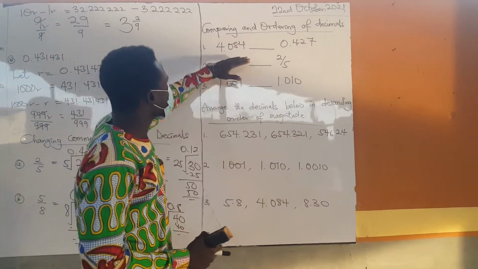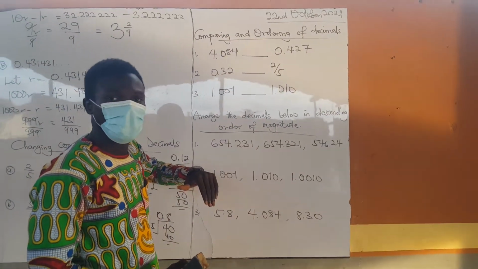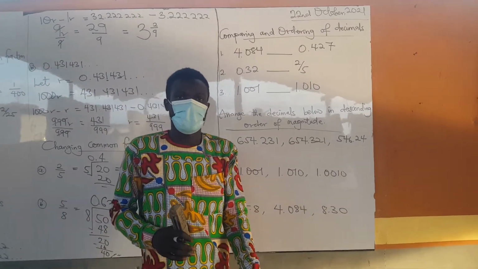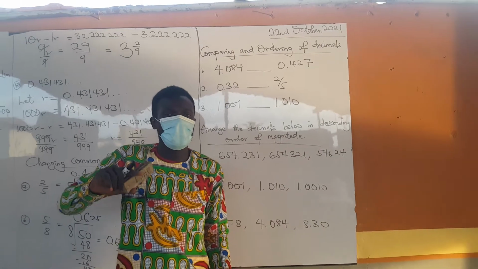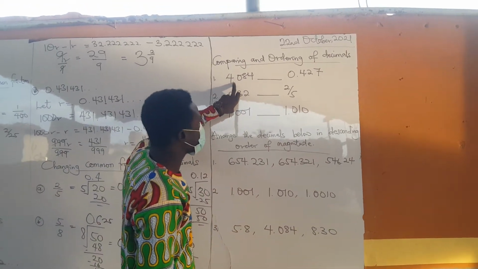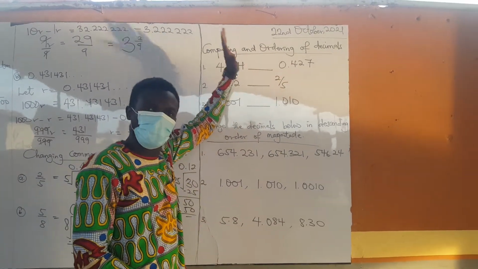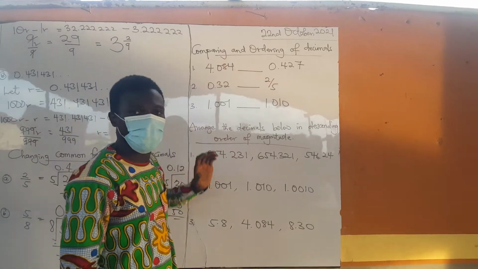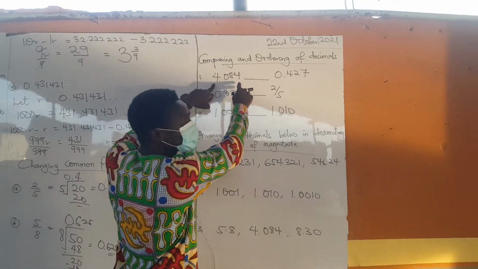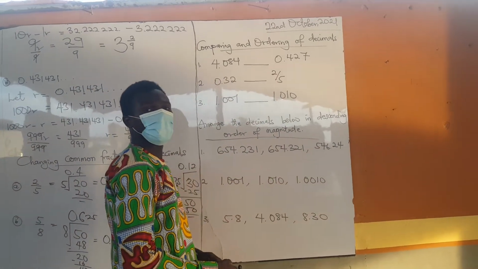Now, when you look at this, how can I know that one decimal is greater than the other? If one decimal is having a whole number which is 0, it means it is less. But the one having a whole number which is not 0 is greater. So when you look at this number, I have 4 point. When you look at this place, I have 0 point. The whole number part is 0, and this whole number part is 4. Because 4 is greater than 0, this decimal is also greater than the other decimal.